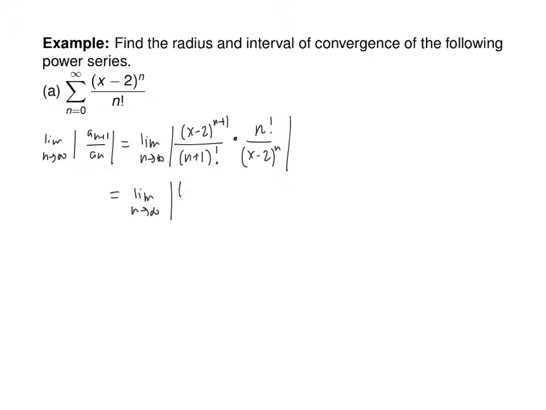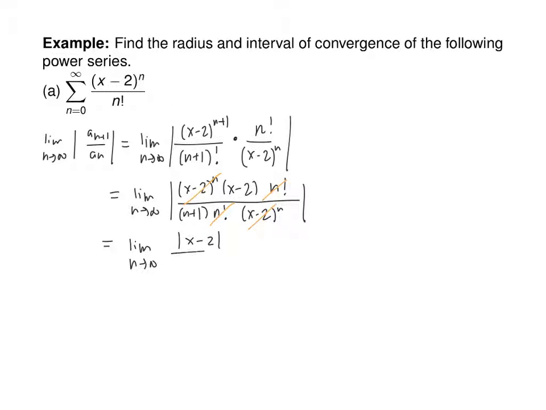Okay, that simplifies into (x minus 2) to the n times another (x minus 2), times n factorial over, now (n plus 1) factorial, that's n plus 1 times n times n minus 1 all the way down, so n plus 1 times n factorial. And a whole bunch of stuff should cancel. The (x minus 2)'s cancel, the n factorials cancel, and since n is a positive integer, we can assume that n plus 1 is positive, so that can come out of the absolute value bars. But x may be a negative number, so x minus 2 has to stay in.